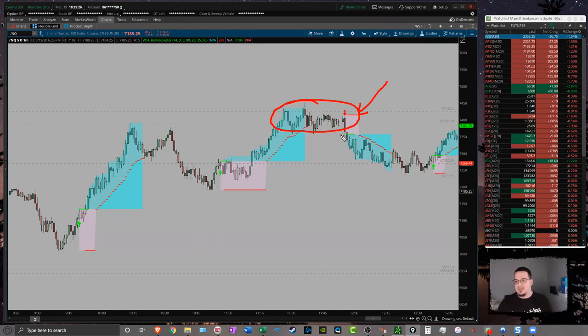Get the entry right here. It gives us plenty of space up until that next support area, and just look at how these support areas react. Some of them get broken, but not without a bit of resistance. Like this one was broken, but a couple of bars didn't want to bust through before it finally did. But here, we didn't want to bust through this area.